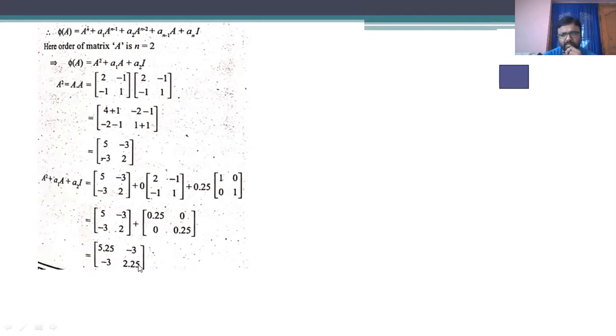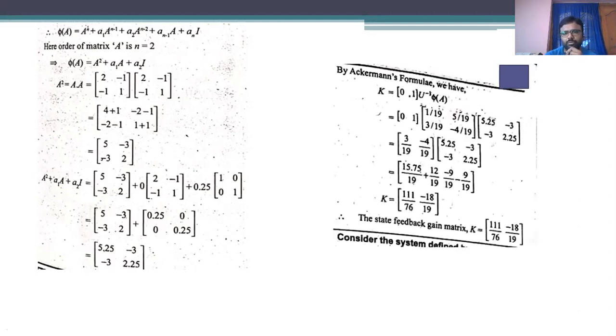So we have checked whether the system is controllable or not, and after that we have derived the characteristic equation, and after that we have calculated phi of A, and now we are going to determine the elements of the state feedback gain matrix K with Ackermann's formula. So using Ackermann's formula, we get K equal to 0, 1, because the order of the matrix is 2. Therefore, two elements are going to be there in the row matrix.